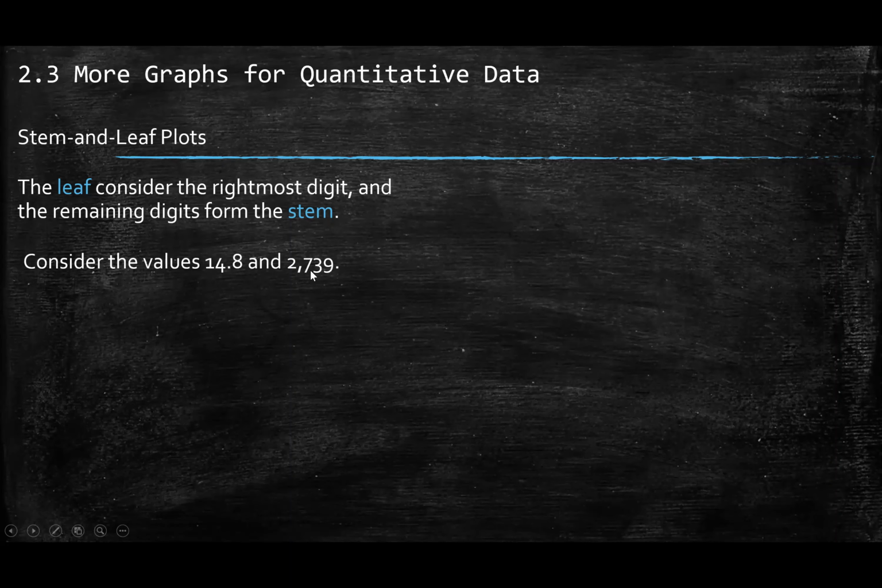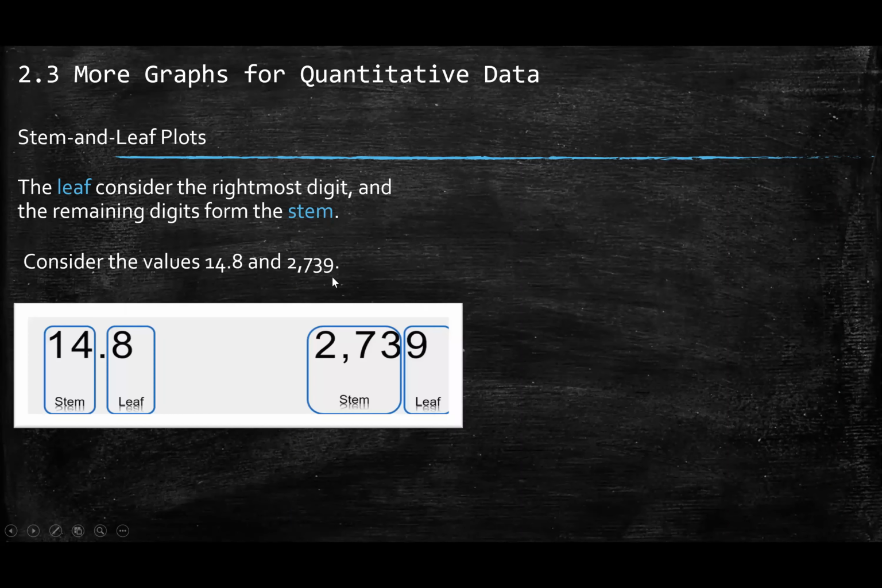Same thing with 2,739: the 9, which is in the ones position, is the smallest value or digit. That would be your leaf. Everything else will be your stem.